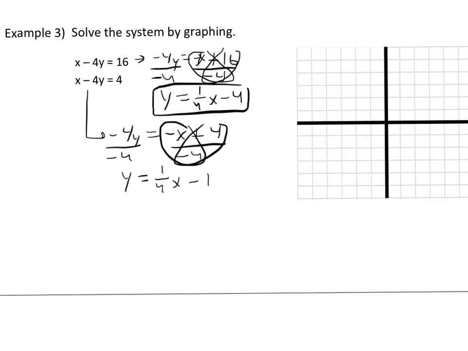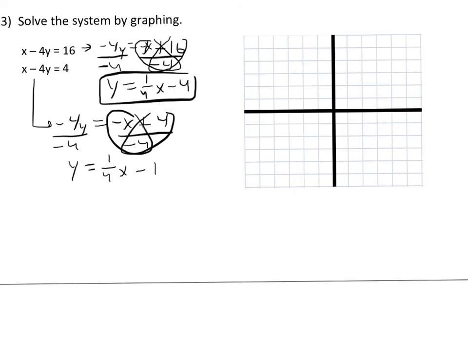Now to graph these two, the first one has a y-intercept of -4 and a slope of 1/4. So again, up 1 to the right 4 or down 1 to the left 4. And that is our line. Our second equation has a y-intercept of -1 and a slope of 1/4 also.